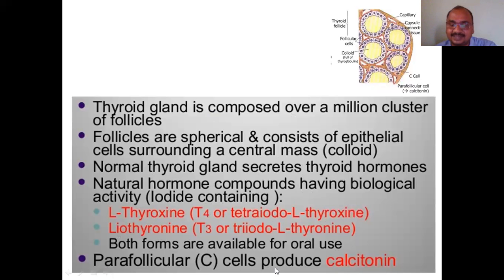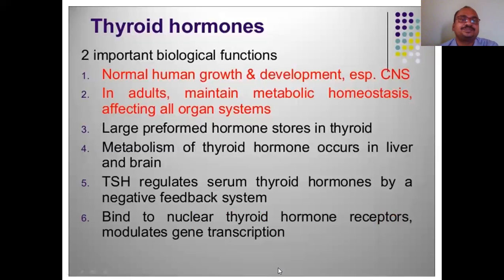And the parafollicular cells produce calcitonin. Thyroid hormone functions: 6 functions are there. All 6 are important, but 2 are very important. Normal human growth and development, especially of the central nervous system. In adults, maintaining metabolic homeostasis. Basic metabolic rate, BMR, is maintained by the thyroid gland. It affects all organ systems, not only one organ. That's why it is an important gland.